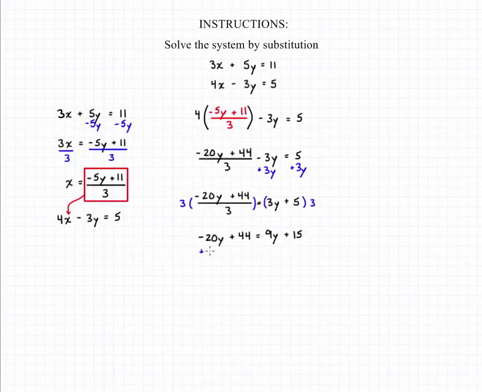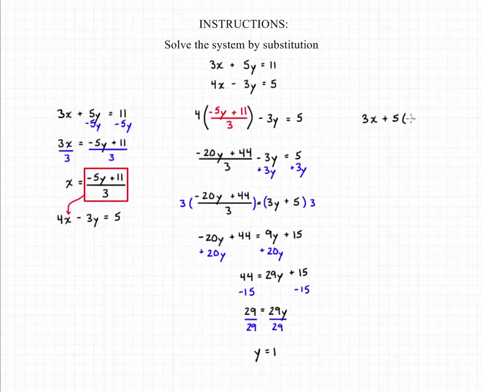We can then add 20y to both sides of the equation. This is going to give us 44 equals 29y plus 15. And if we subtract 15 from both sides, we'll end up with 29 equals 29y. And dividing both sides of the equation by 29 will give us our first solution, which is that y is going to equal 1.